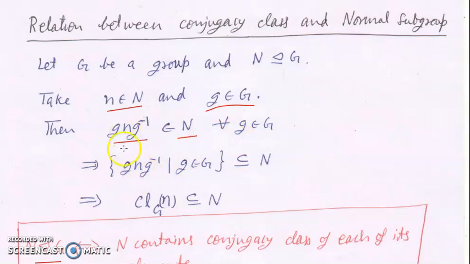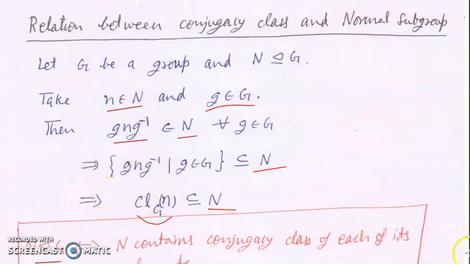So it means if we collect all these elements, g n g inverse such that g belongs to G, it will be contained in N. So it means the whole conjugacy class of n will be inside capital N. And this is true for all small n in capital N. So take any element small n in N and take its conjugacy class, it will be contained inside N.